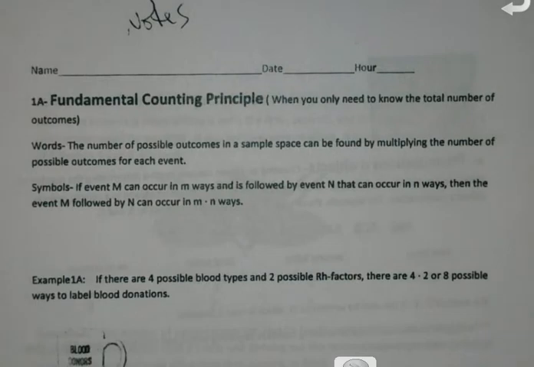All right, probability. Fancy way of saying here at the start, the fundamental counting principle. Sounds so big and important, and it's not too bad at all.